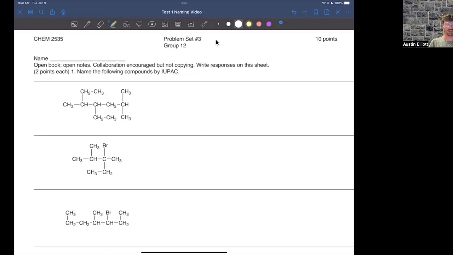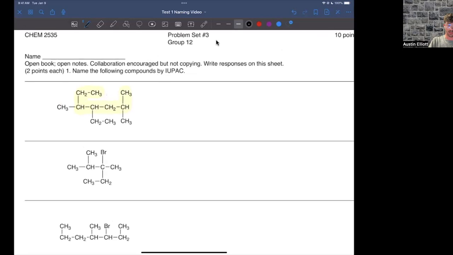We're just gonna start by highlighting our longest carbon chain. We go 1, 2, 3, 4, 5, 6, 7. And we can look around and see, do we have any other paths we could go? This would be 1, 2, 3, 4, 5, 6. It's not quite as long. So we're going to stick with our 7 carbon chain right there. And everything else is going to give us a 6.